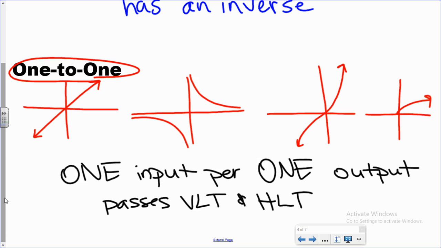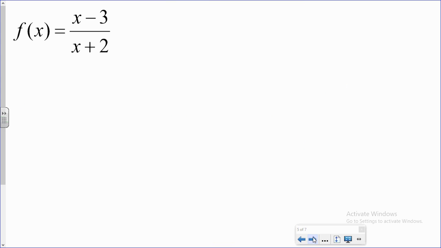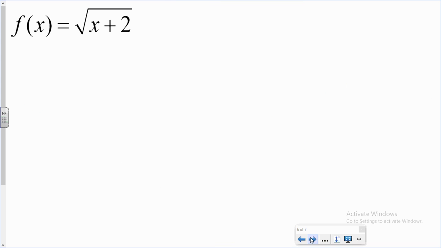Okay. So we're going to do two algebraic examples. I know you've done this before. There will be an example that you probably haven't seen. But then we're also going to talk about domain and range with the inverse function. Okay, so we are going to start with this one right here.